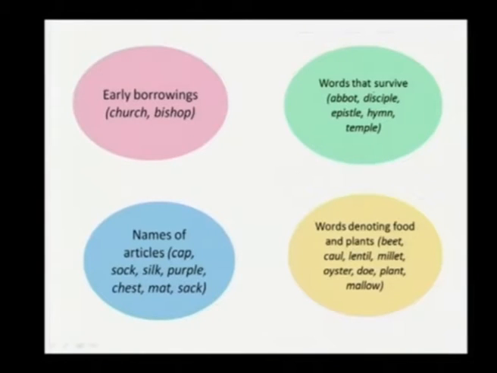Right. So for instance, early borrowings that have stayed in the English language are church, the word church itself, bishop, and words that survive also include abbot, disciple, epistle, hymn, temple, names of articles like cap, sock, silk, purple, chest, mat, sack, and words denoting food and plants, for example, beet, caul, lentil, millet, oyster, dough, plant and mallow.